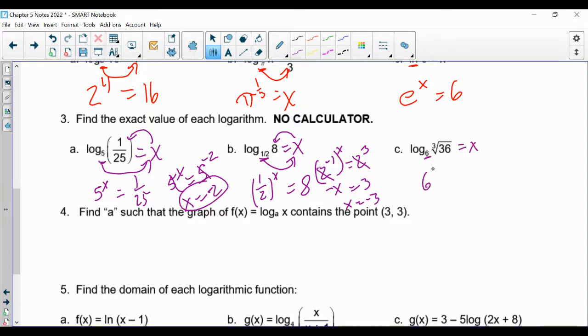And then our last one, let's do it again. 6 to the x equals this number. Now, again, the fact that there's a root makes no difference. It's still just a thing inside of our log. So we set it equal. And now we get the same base.